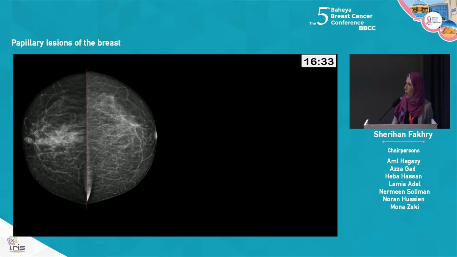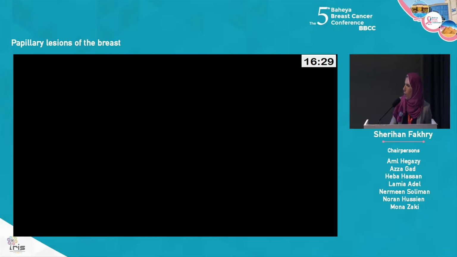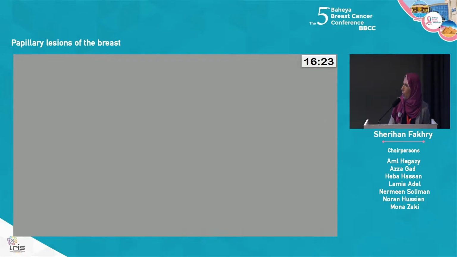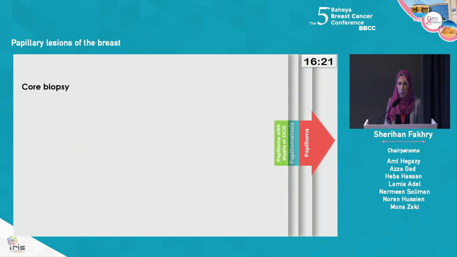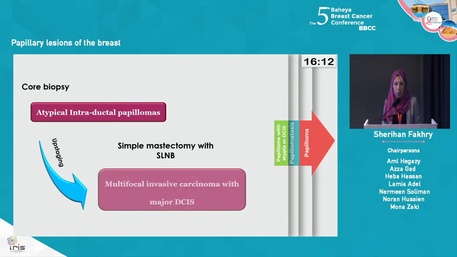In this case, mammography showed right breast focal asymmetry with underlying dilated duct and intraductal echogenic content by complementary ultrasound, and core biopsy revealed atypical intraductal papillomas, which were upstaged after surgical excision to multifocal invasive carcinoma with major DCIS.